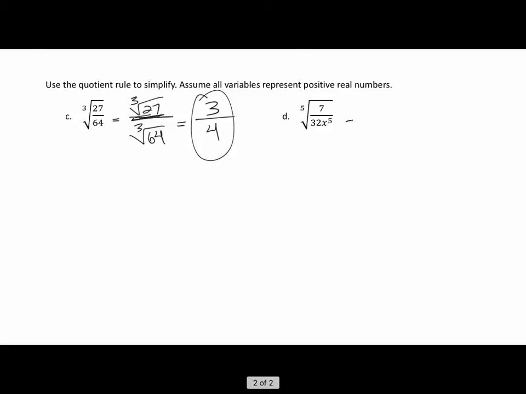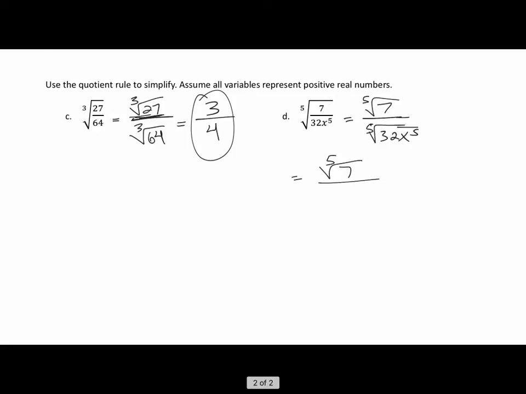For d, I'm going to have to use this quotient rule, because again, it's not going to work out otherwise. So I'm going to have two separate radicals, one in the numerator, one in the denominator. They both have an index of 5. The index must be the same. So in the numerator, you only have 7. In the denominator, we have 32x to the 5th. So in the numerator, I can't simplify that. There's one factor of 7. I need 5 factors to have a perfect root. So nothing's happening in the numerator. It's going to stay the 5th root of 7.